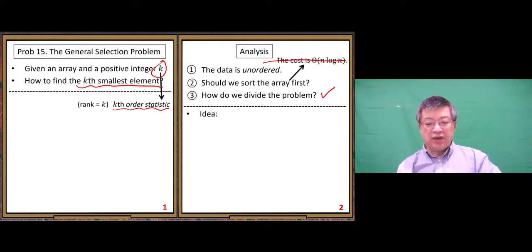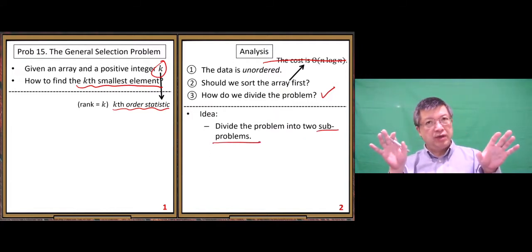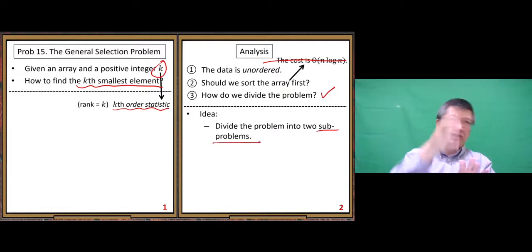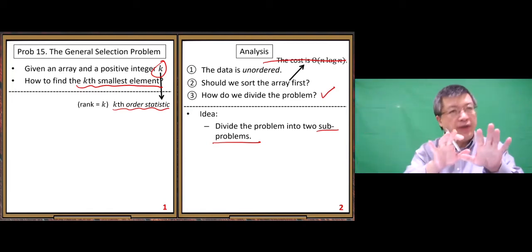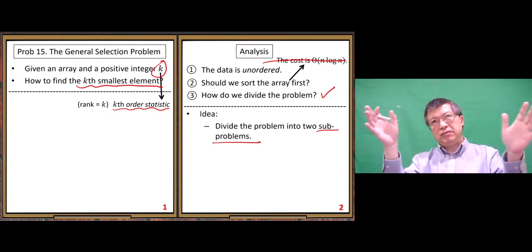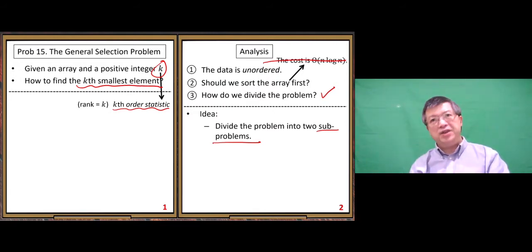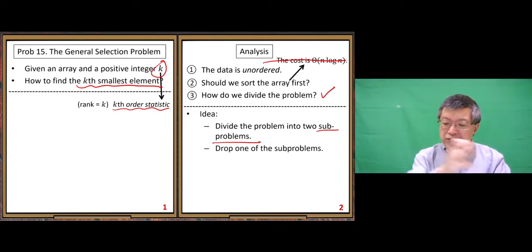All right, so let's look at the idea. Divide and conquer. First, divide the problem into two smaller subproblems, just like our binary search. But here, much harder than binary search. How to divide? It's not that easy. After that, drop one of the subproblems.